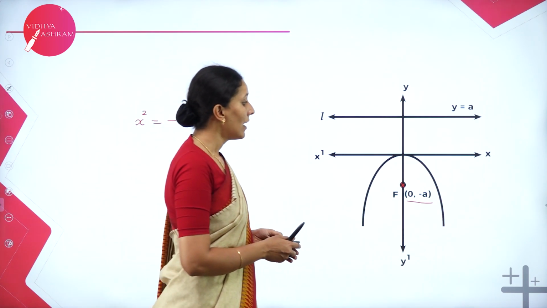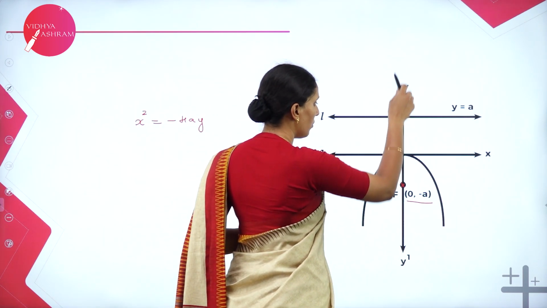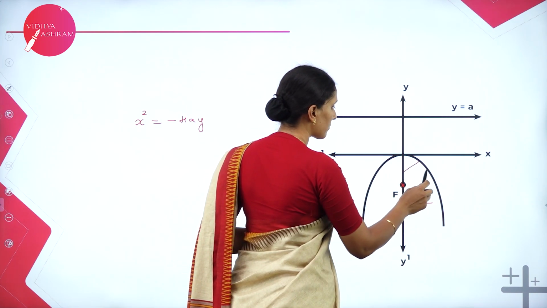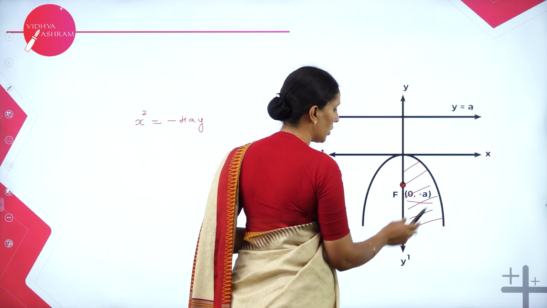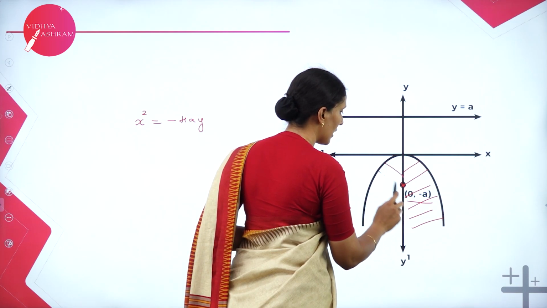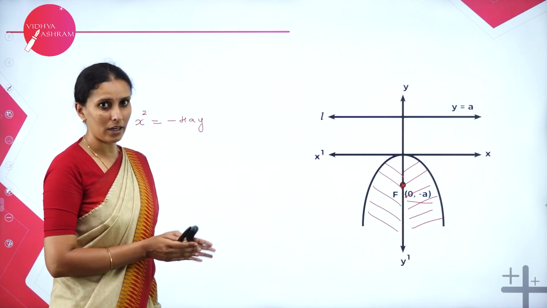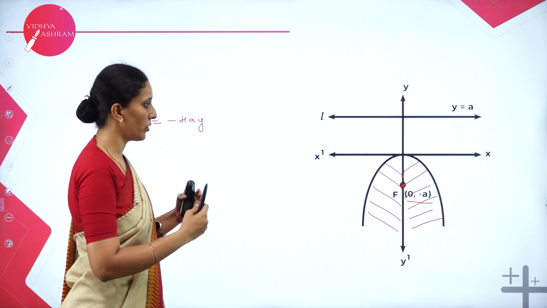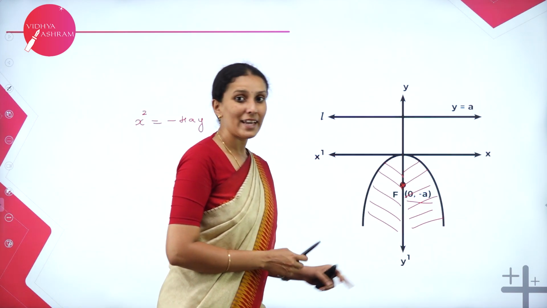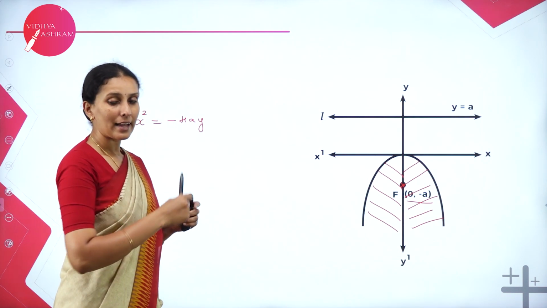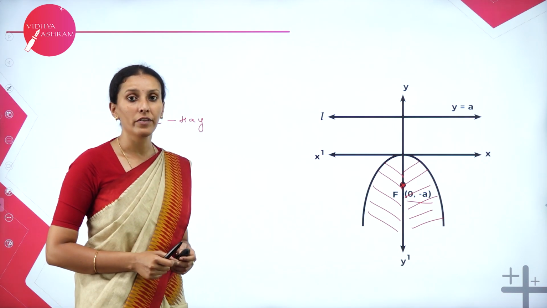Why? Because you can clearly see here, if you divide the parabola, the half which we are getting here is the mirror image of the other half. So it is a symmetrical curve. So it is exactly mirror image to each other. So that's why we call y-axis as symmetry and x-axis as symmetry, or axis of symmetry.